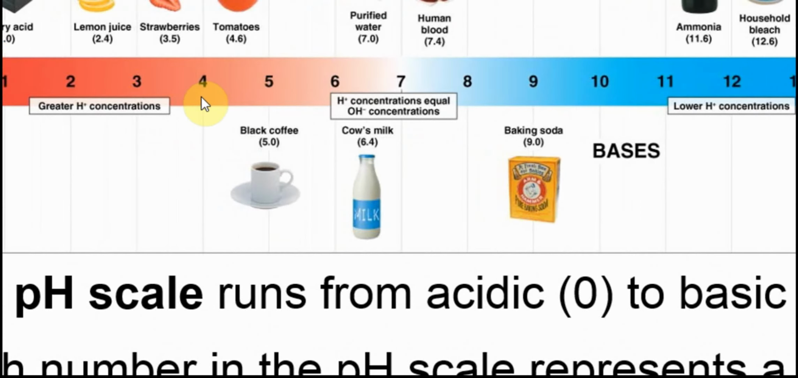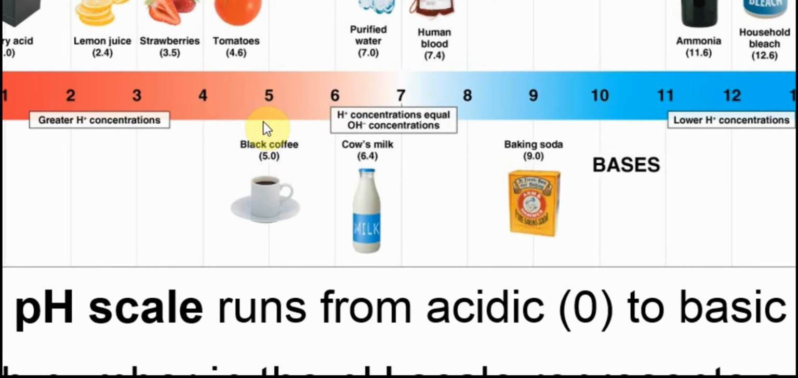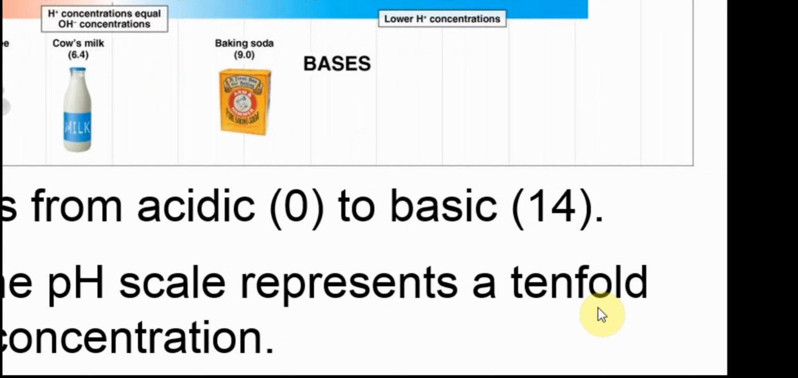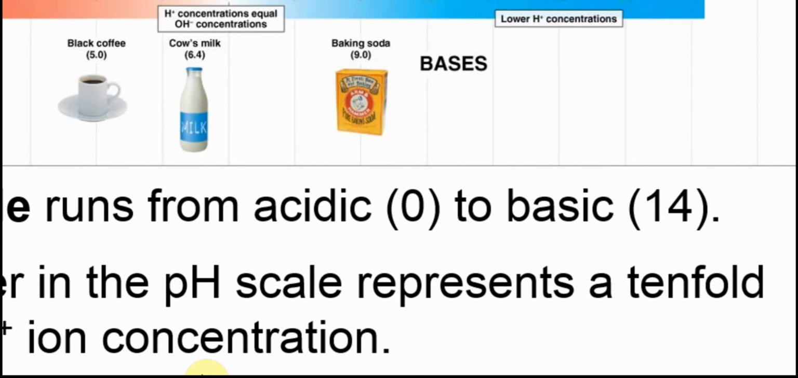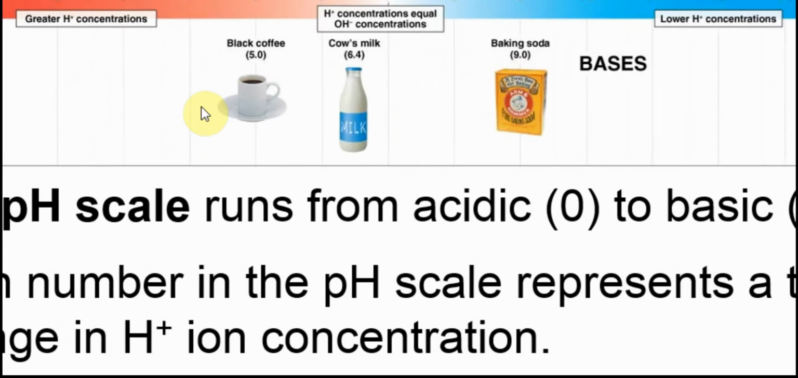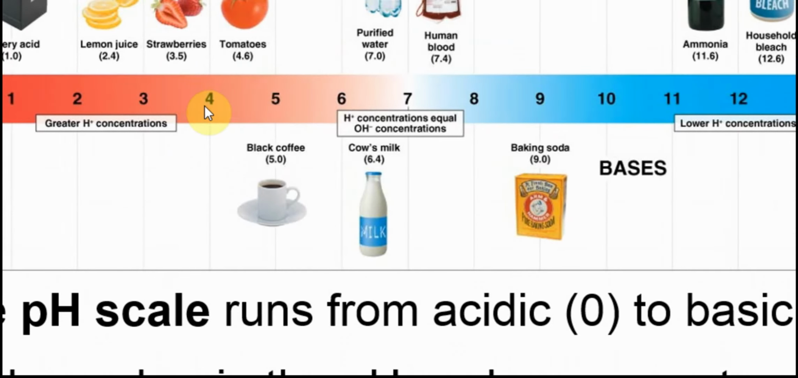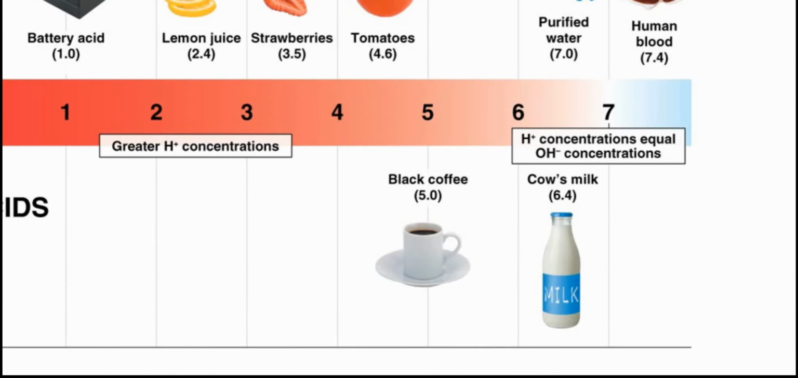The difference between a pH of 4 versus a pH of 5 is not 1 degree of difference. It's actually a 10-fold change in the concentration of hydrogen ions. So what that means is that if we compare a pH of 4 to a pH of 5, the difference in the number of hydrogen ions is 10 times. Believe it or not, a pH of 4 has 10 times more hydrogen ions than a pH of 5. I'll show you what I mean on this next slide a little bit.